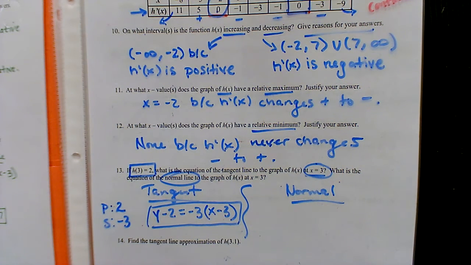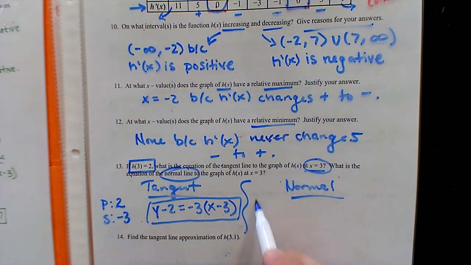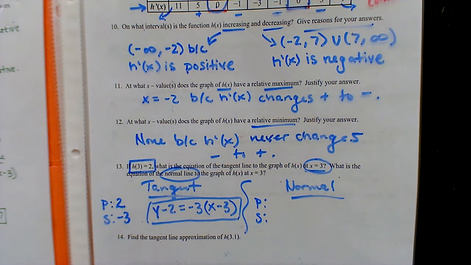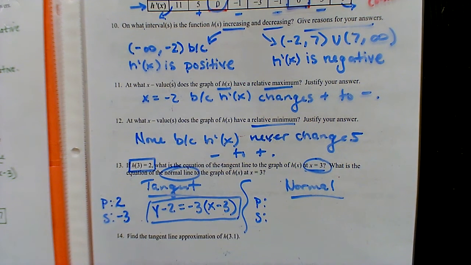What about our normal equation? Can we identify the point and the slope for that equation? What do you think, Stevie? The slope's opposite reciprocal, right? Yep. So that would be 1/3. Good. And the point value? Same? It stays the same.